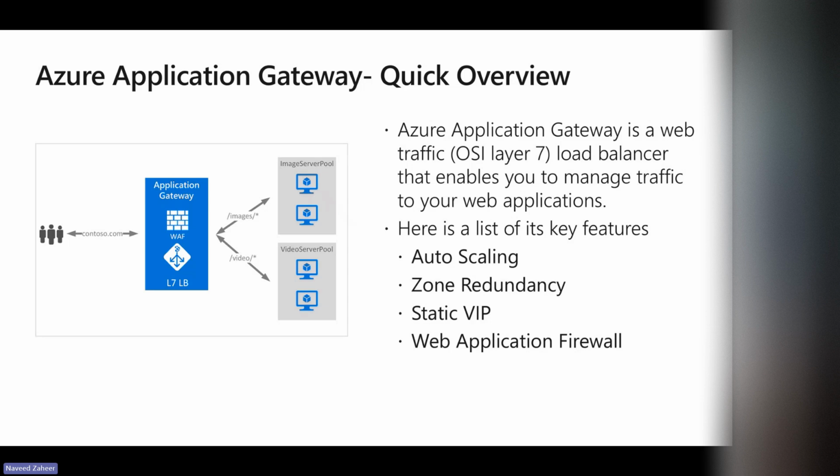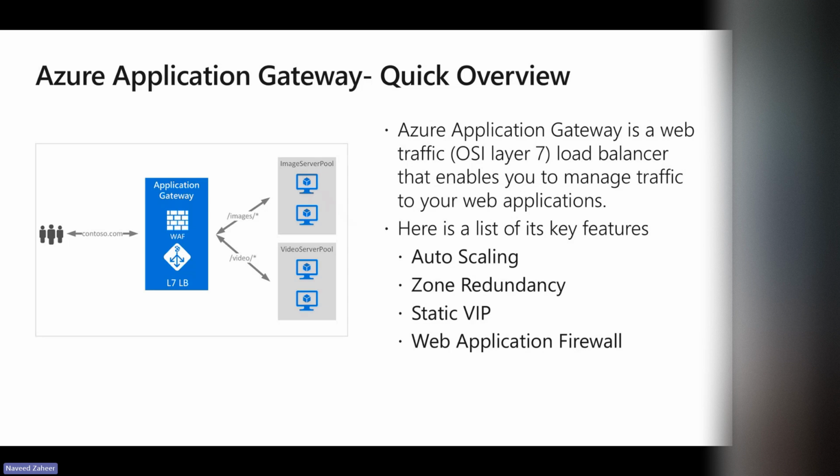Okay, some of the key capabilities. Zone redundancy, that's one of the most important ones. So it's now zone redundant. Just keep in mind, it's a regional service. That's a key difference between this one and Front Door, which is a global service. Okay, this is a regional service, so if you deploy it to a particular region, you can make it zone redundant.